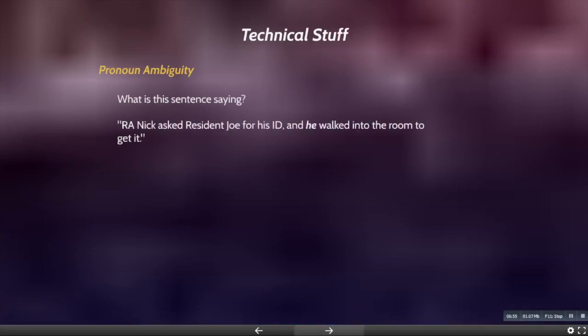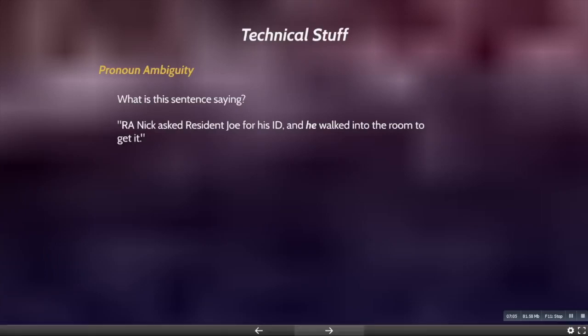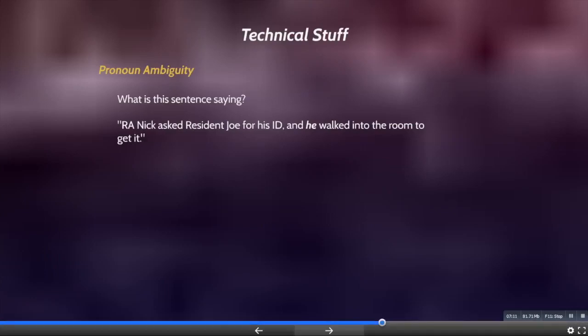You also want to look out for what we call pronoun ambiguity. So consider what this sentence is saying. "R.A. Nick asked resident Joe for his ID and he walked into the room to get it." Doesn't seem very clear. It's hard to determine who is doing what action.